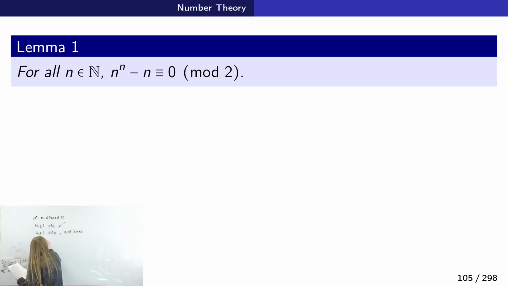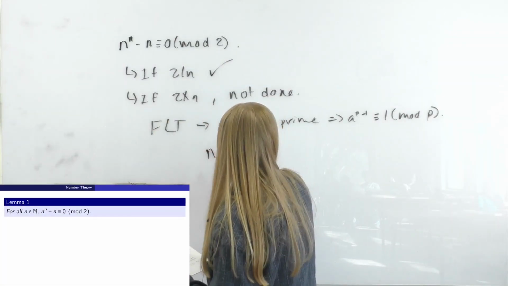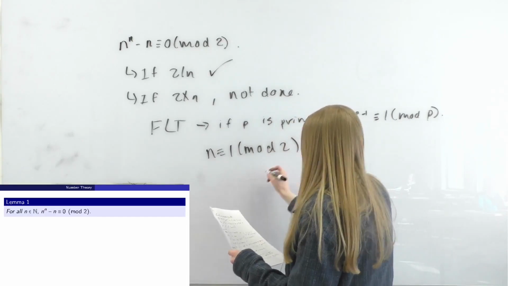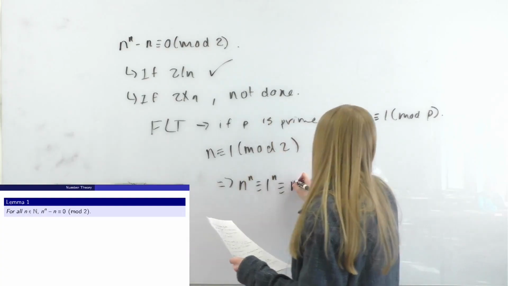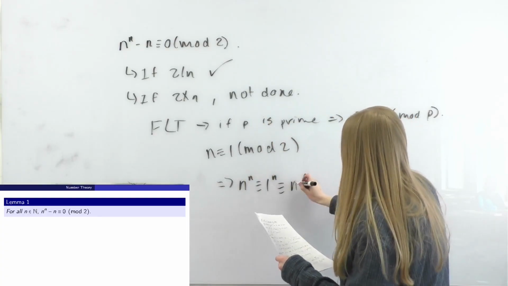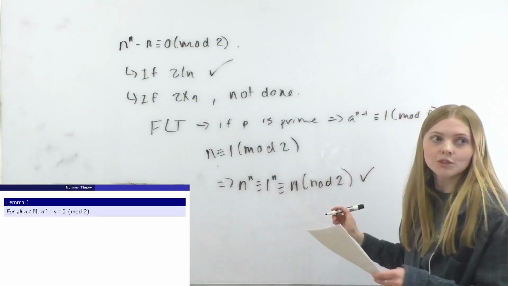Okay? I'm going to introduce a theorem here. It's Fermat's little theorem. And basically it tells us if p is prime, then a to the p minus 1 is congruent to 1 mod p. Okay, so we know, because 2 is prime, that n is congruent to 1 mod 2, which implies that n to the n is congruent to 1 to the n, which is congruent to n, mod 2. So we're done there.